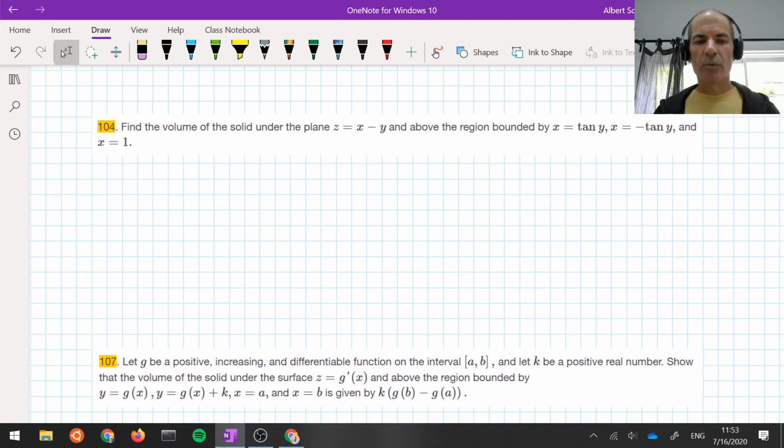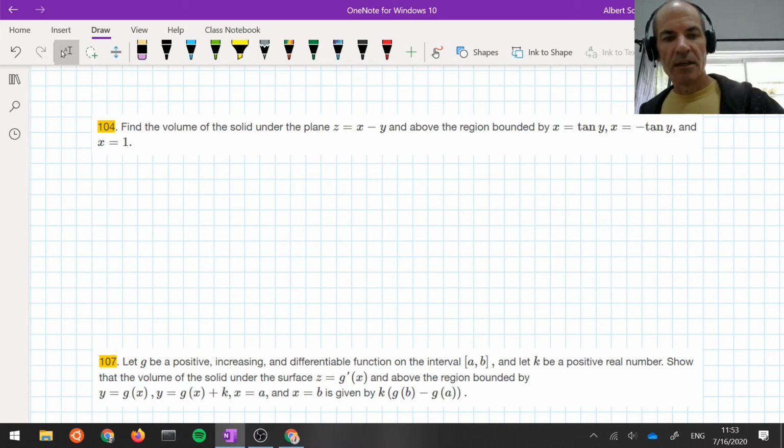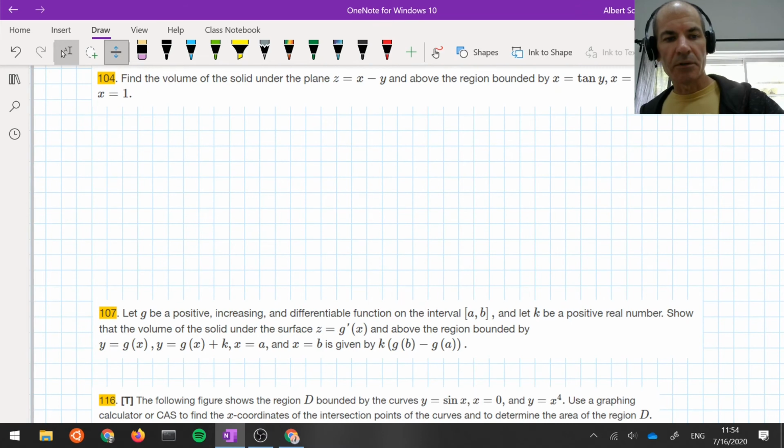All right, in 104, we're asked to find the volume of the solid under this plane above the region bounded by x equals tan y and x equals minus tan y and x equals 1. So we have, again, three conditions that describe the region D. We have to make a sketch in order to build these integrals.